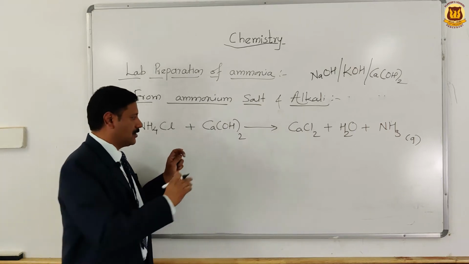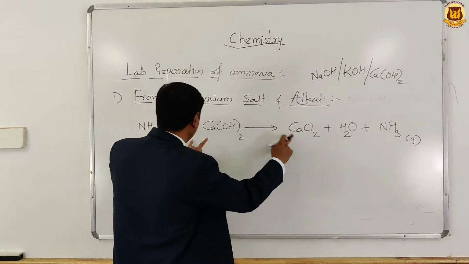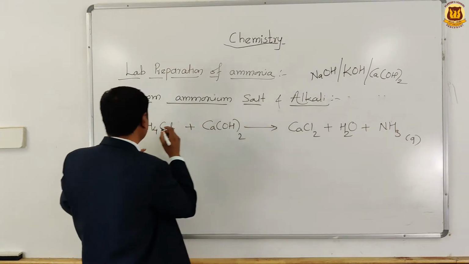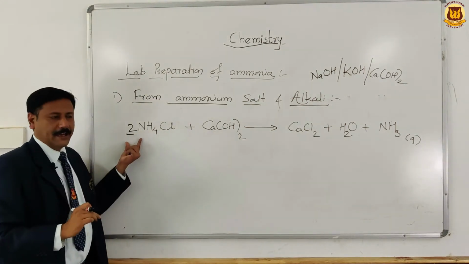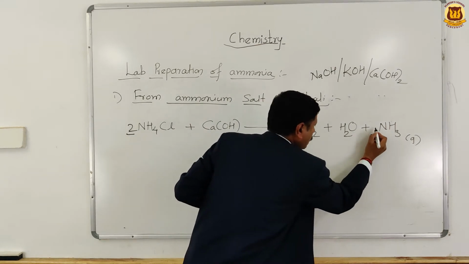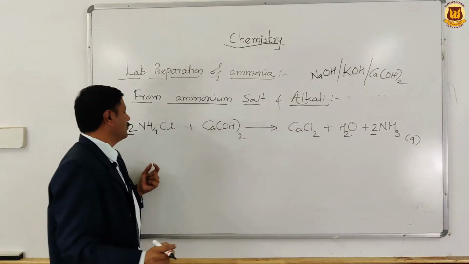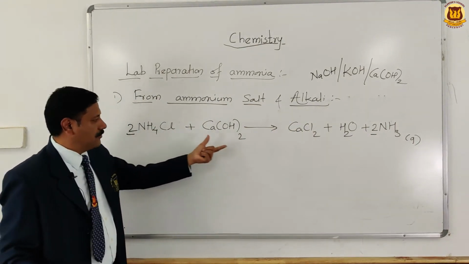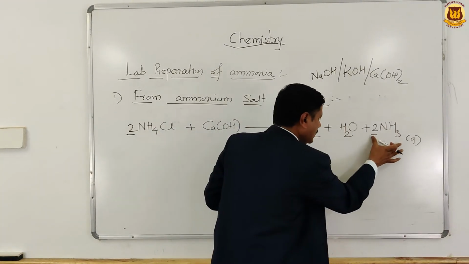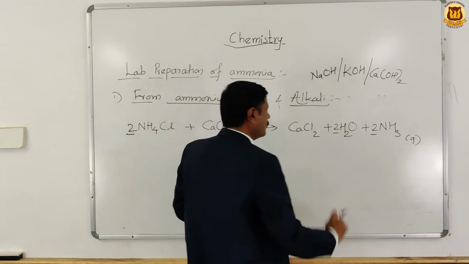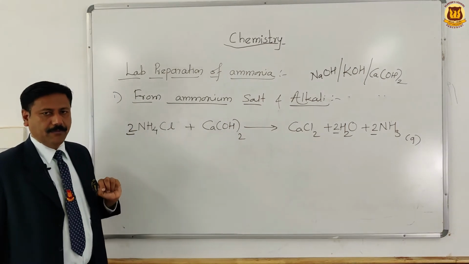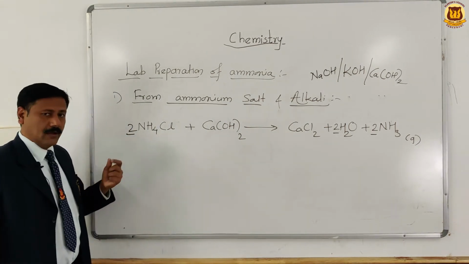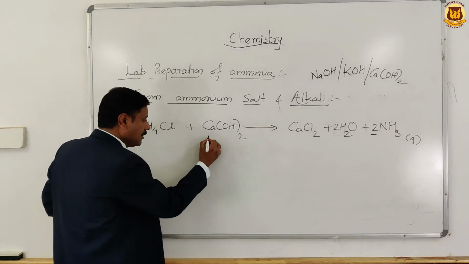Let's balance this equation. Calcium is number 1, chloride 2. So chloride 2, so multiply this by 2. Now nitrogens number 2, so multiply by 2. 4 to the 8 hydrogen plus 2 is 10, 3 to the 6 plus 2 is 10. Oxygen number 2, it is balanced. Okay, now first thing, calcium hydroxide.